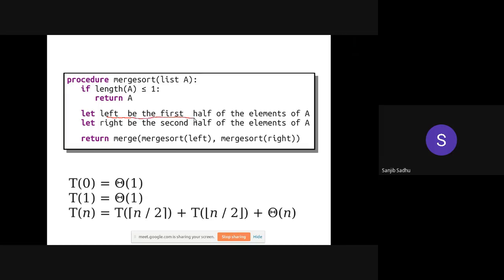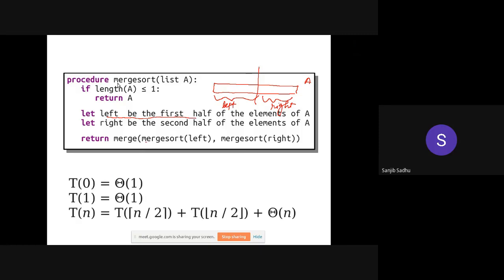Left with the first half of the elements of array A. This is the array A. Then you divide it into two parts. So this is called left and this is called right. Fine. Then you see, I am again subdividing the left part.